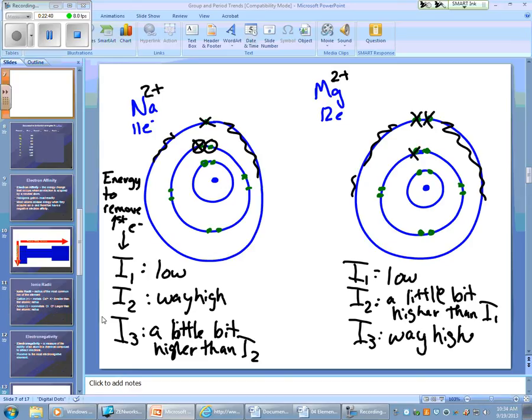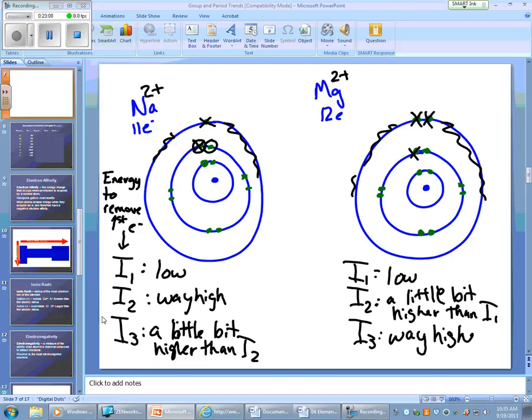All right, so we can look at sodium, and that's going to be our representative for that first energy level, or the group 1, things with 1 valence electron. They all act like sodium. Magnesium is our representative for group 2, the alkaline earth metals. They're all going to act like this with their ionization energies. So what we're going to do is kind of make up a chart and see if we can predict some of the others.